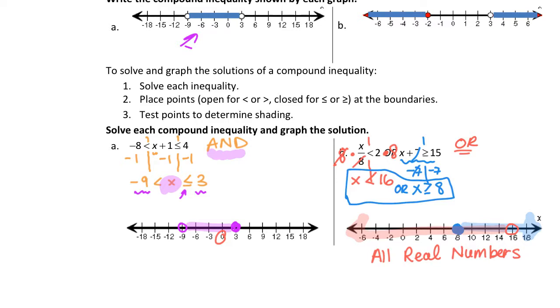Here, let's test, I don't know, like 0. Okay, so let's test 0 again. Is 0 either less than 16, or is it maybe greater than 8? Well, it's not greater than 8, but since it is less than 16, 0 makes this true. And that's why it's all real numbers. All of the points are actually working here.